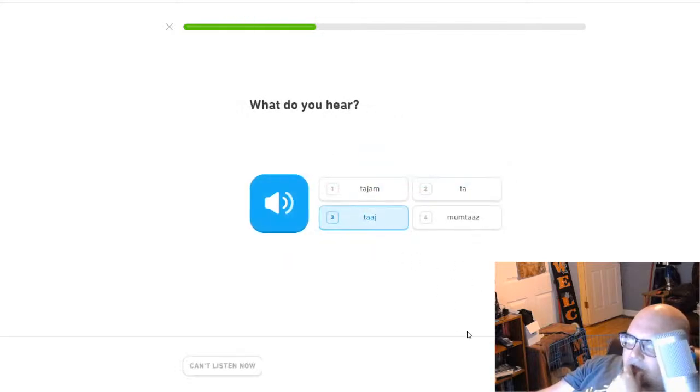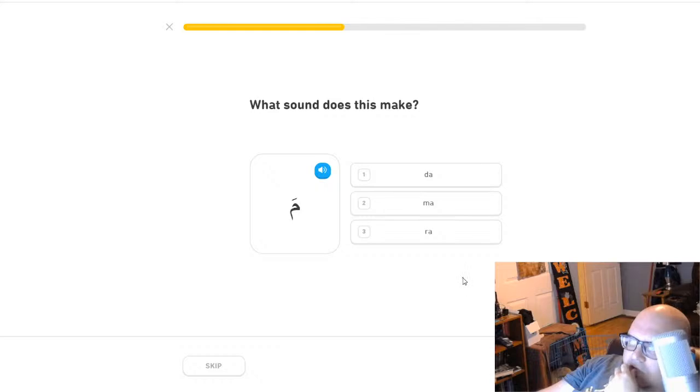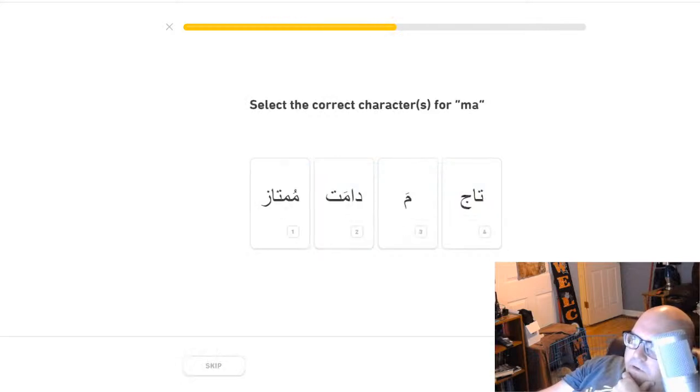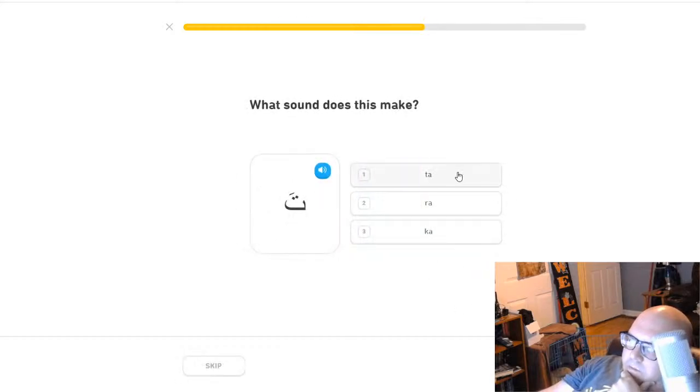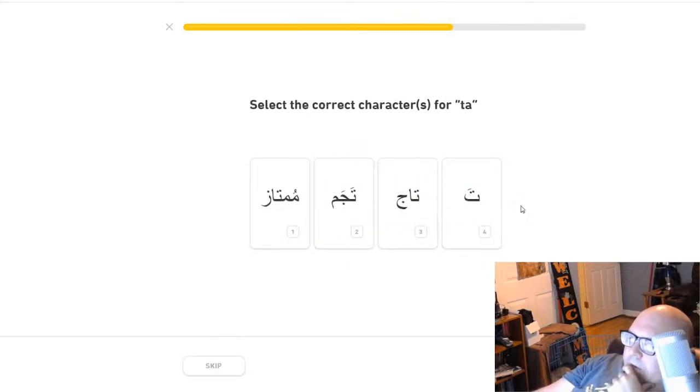Taj. Taj. I'm going to jihad the Taj Mahal. That looks like a B, but with two dots. Oh yeah, we figured that out. T. And then I guess that's like an A, supposed to be? Ta.